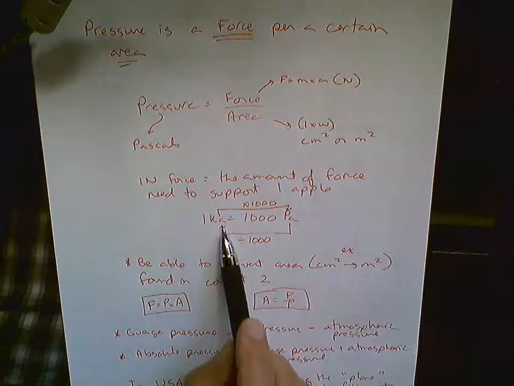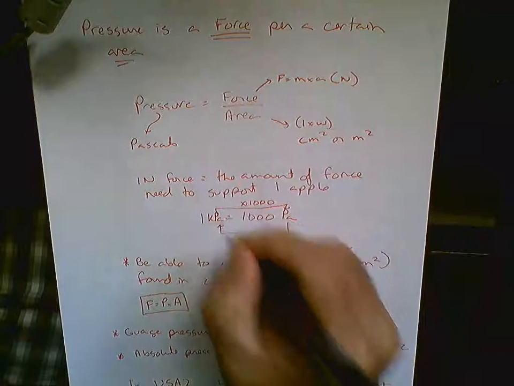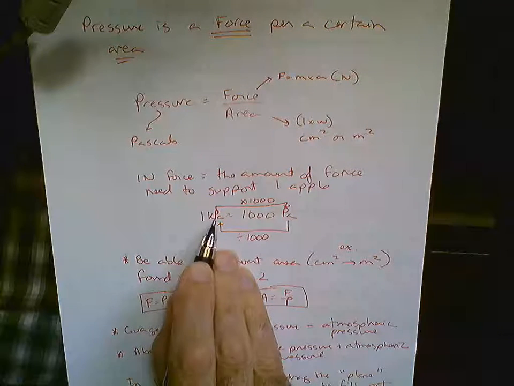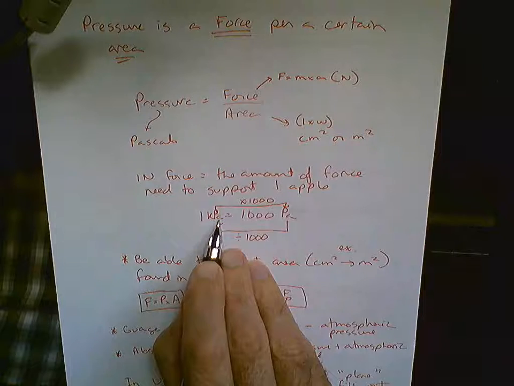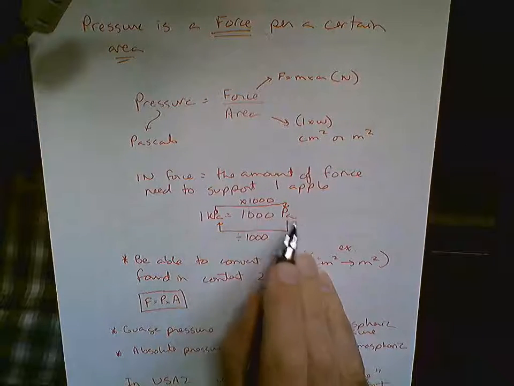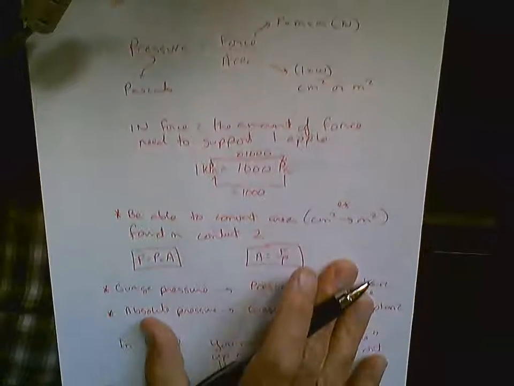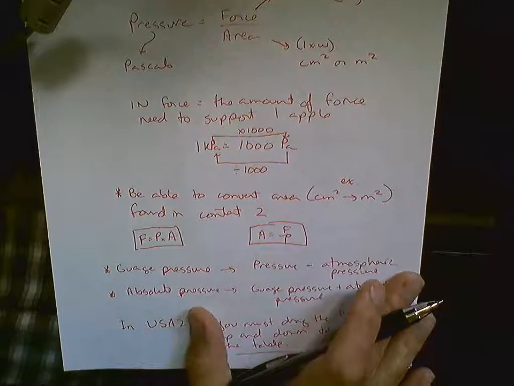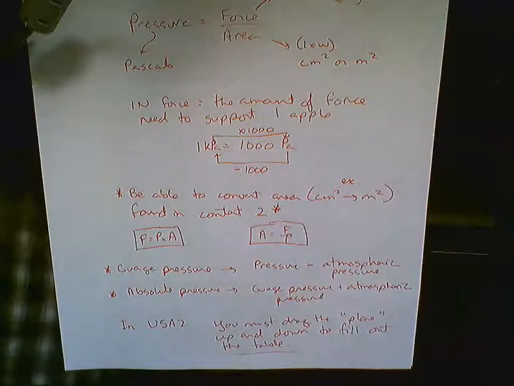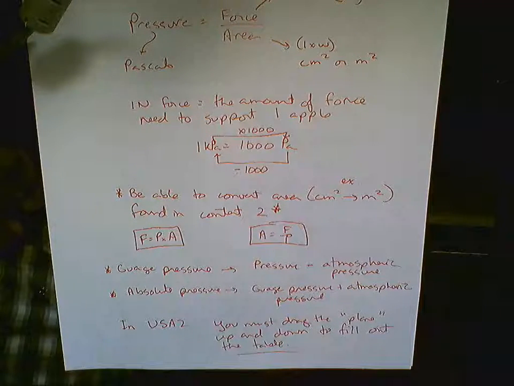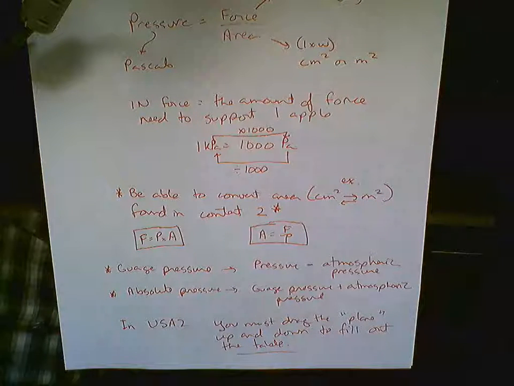Now, they may ask you to go towards pascals or kilopascals, that's small k, capital P, small a. To go from kilopascals to pascals, you times by 1,000. To go from pascals back to kilopascals, you divide by 1,000. So the trickiest part here is just determining area. Make sure that you can go back and forth between centimeters cubed and meters cubed.